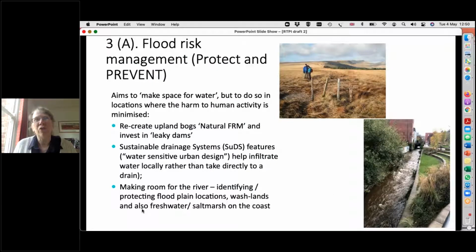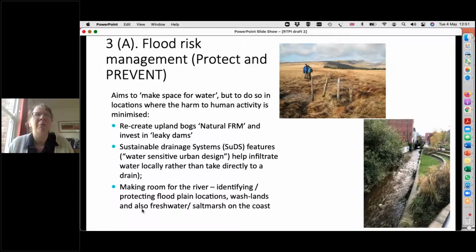So, in response to all those critiques of flood defence, from the very end of the 20th century and beginning of this century, we began to talk about flood risk management that seeks not just to protect us from flooding, but also to prevent flooding. And it aims to do this through making space for water, in locations where the harm to human activity is minimised. So, for example, recreating upland bogs through natural flood risk management, for example, investment in leaky dams, in upland locations such as that shown in the photograph.